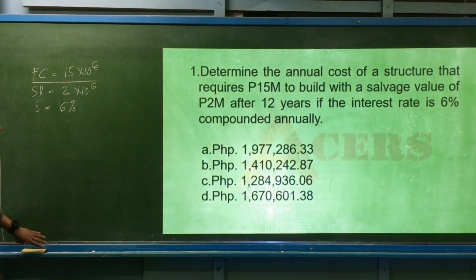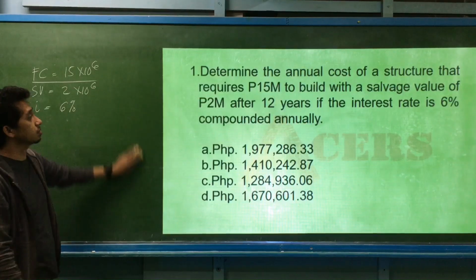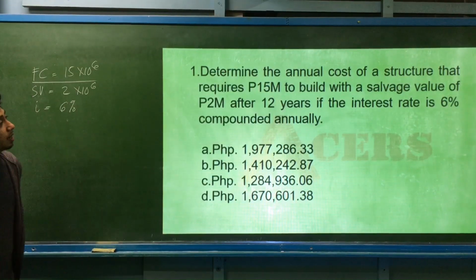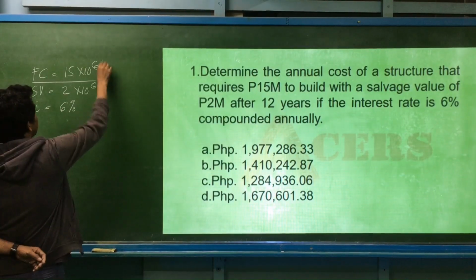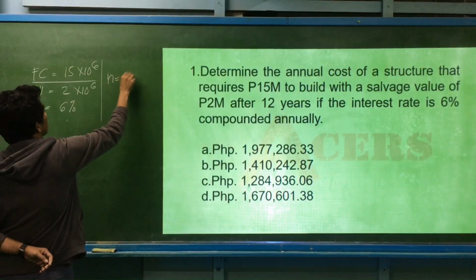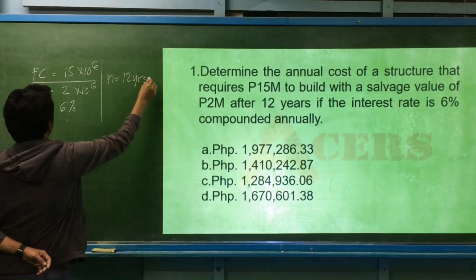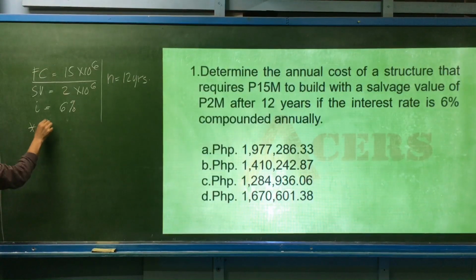Next example, this is annual cost. Determine the annual cost of a structure that requires 15 million to build with a salvage value of 2 million after 12 years. Yeah, the interest rate is 6% compounded annually. So the number of period will be, this is 12 years. Yeah. So how to compute for the annual cost?